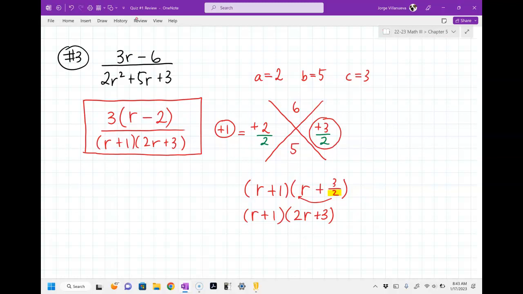Okay? So, any questions so far on this? Again, we're just factoring and trying to simplify as much as possible. Canceling if it's something that we can do. Okay? But if not, we just leave it like that. No need to multiply everything back out again. Okay?